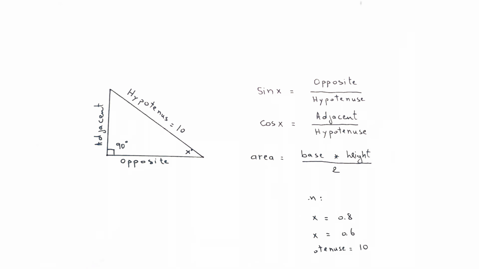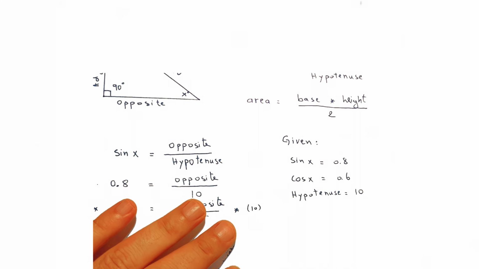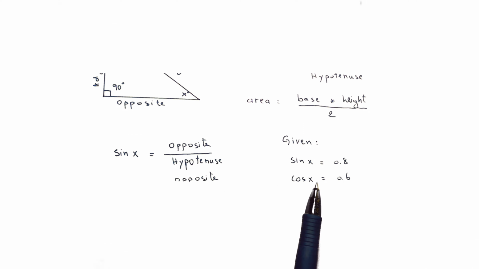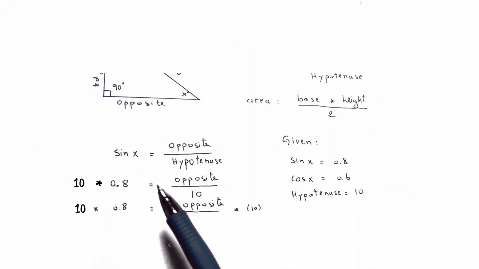What's given? The sine x is 0.8, the cosine x is 0.6, and the hypotenuse is 10. So we need to figure out, from what's given, what the other variables are to calculate the area.